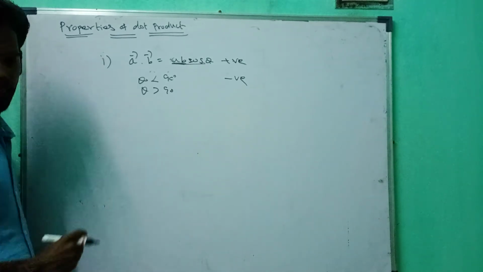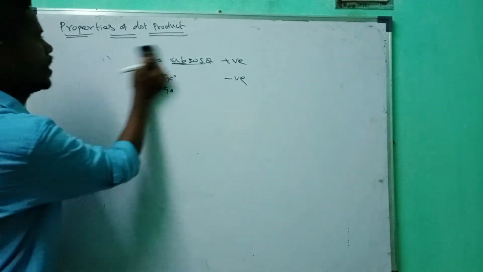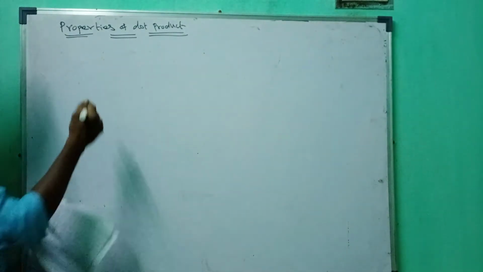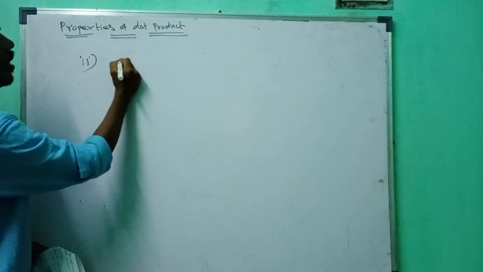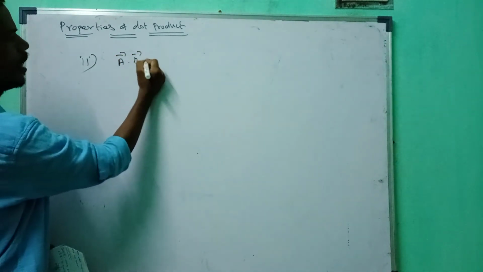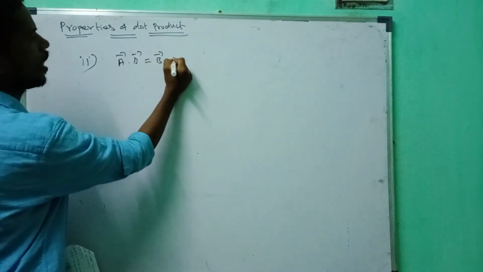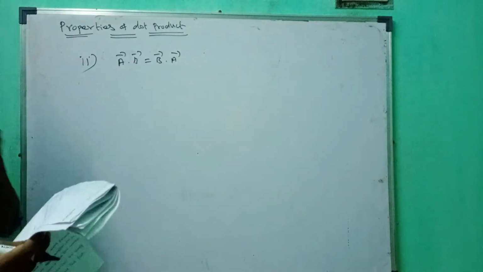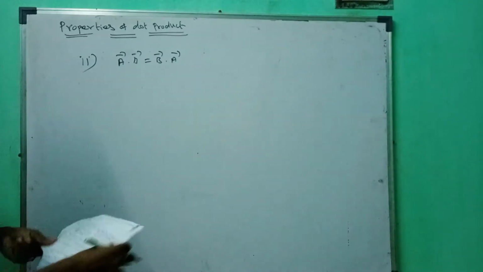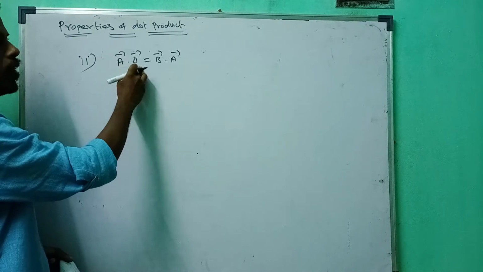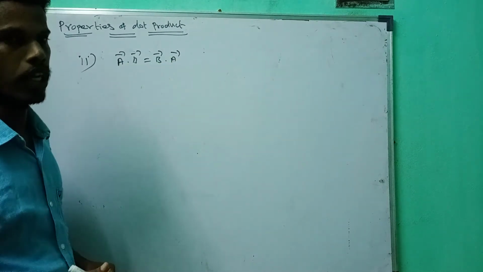Then I am going to discuss the second property. Second property: a vector dot b vector equal to b vector dot a vector. This is called the commutative property. A vector dot b vector will be equal to b vector dot a vector.